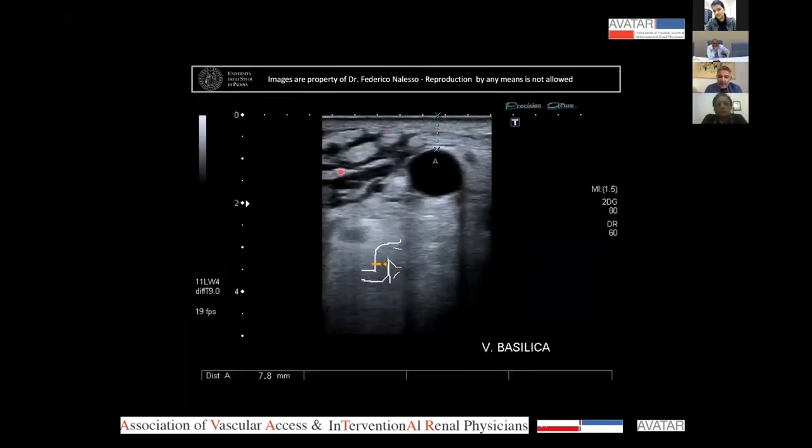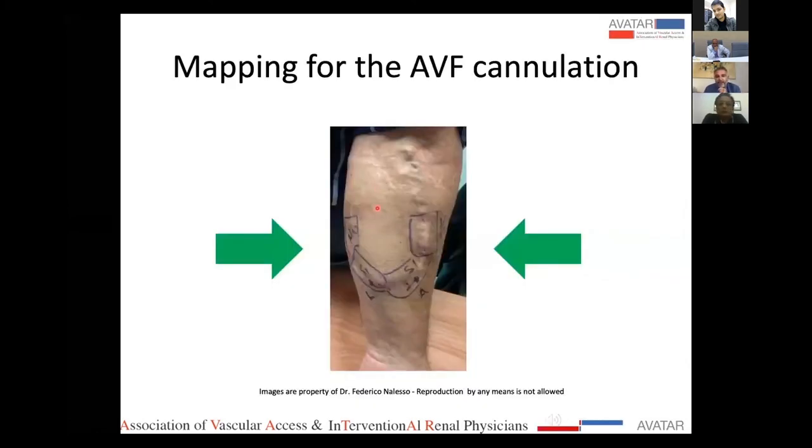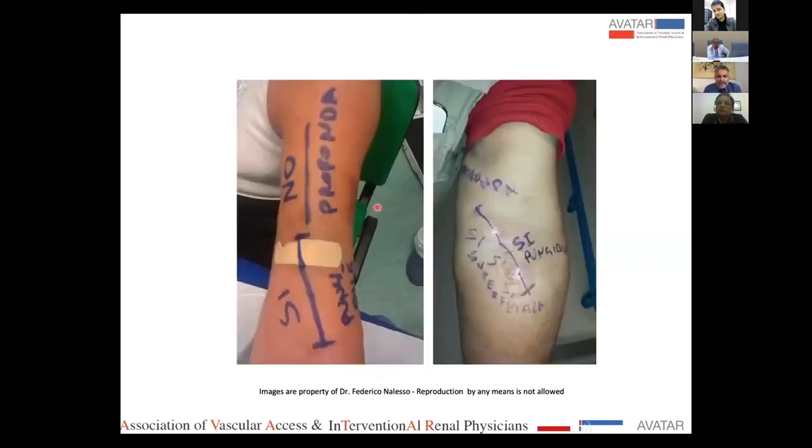This slide shows the presence of edema in the soft tissues compatible with blood extravasation during cannulation of the vascular access. We suggest to have some pictures about the mapping of the arteriovenous fistula cannulation for the clinical practice. As you can see, the vascular mapping is very important and can provide a useful tool to nurses for the cannulation procedure in order to avoid the complications related to the procedure.